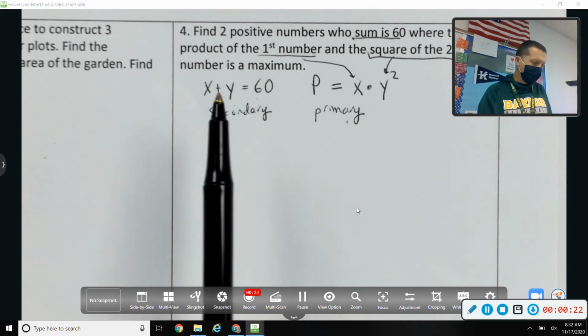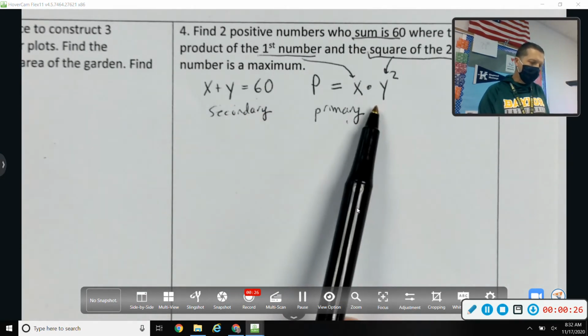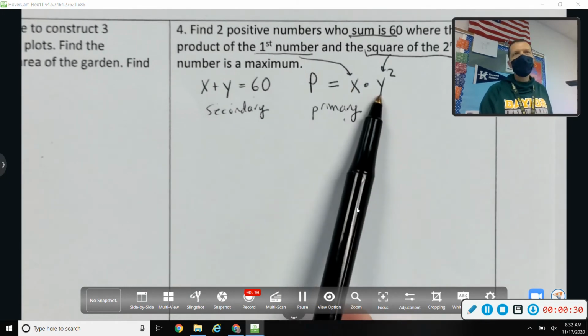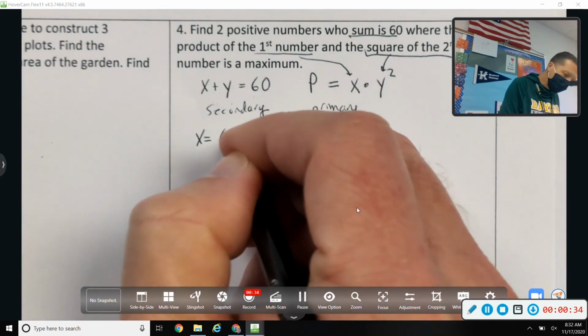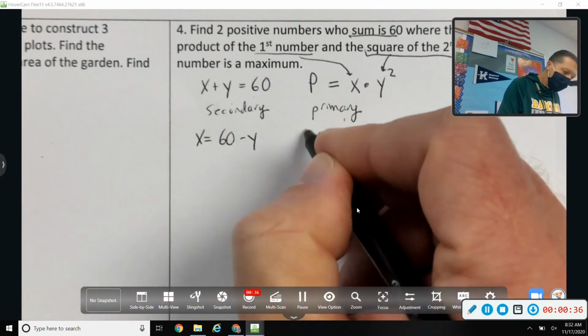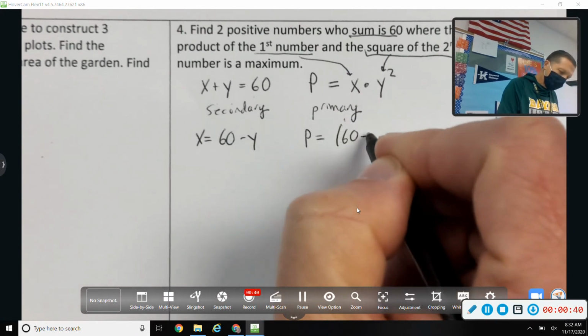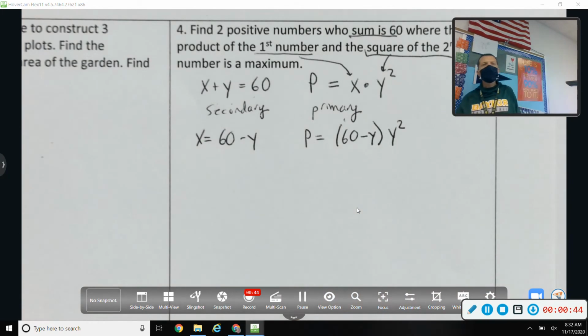I need to solve the first one for x or y. It doesn't matter, although peeking ahead, I think I'd rather solve it for x so I don't have to square it. So if x equals 60 minus y, then in place of x over here, 60 minus y times y squared.